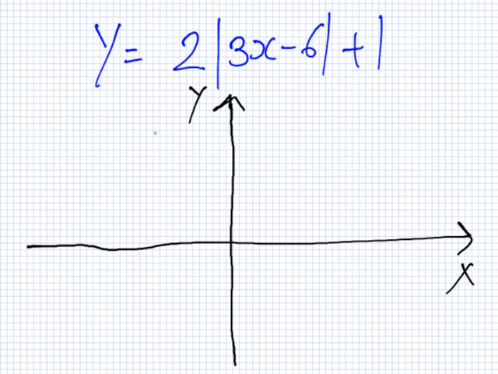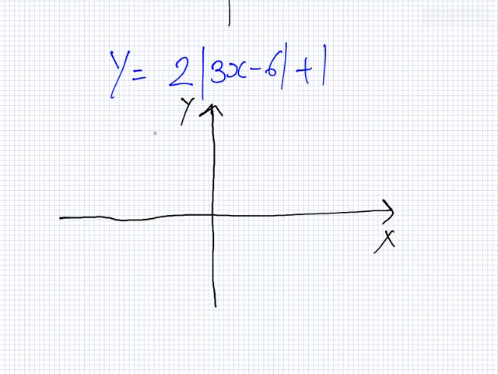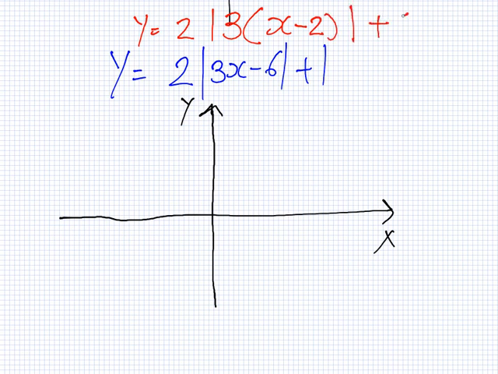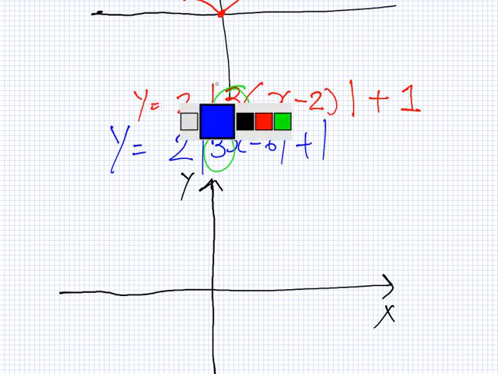Now, we're ready to graph this. So what we do first is we rewrite this as y equals 2 absolute value of 3 bracket x minus 2 bracket, plus 1. So what I've done is, you see this 3 here? I've taken it out. So it's 3 bracket x minus 2 instead of 3x minus 6. And the reason for doing that is because now it's like a transformation problem.